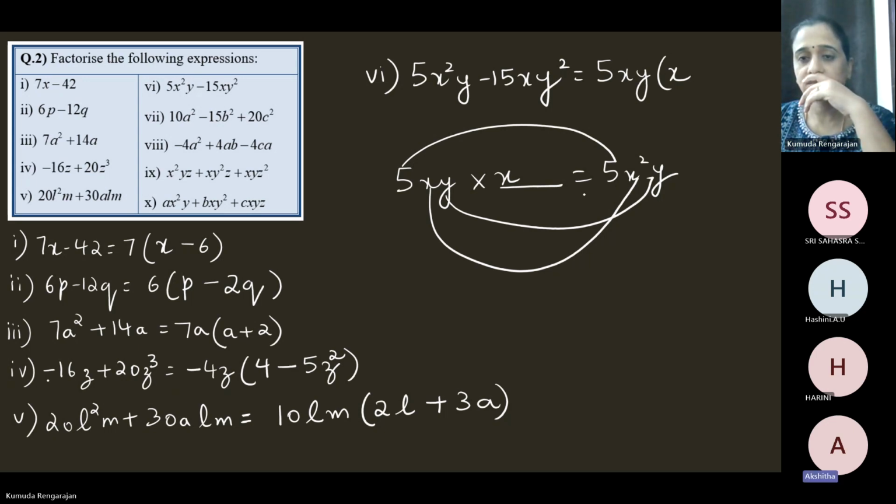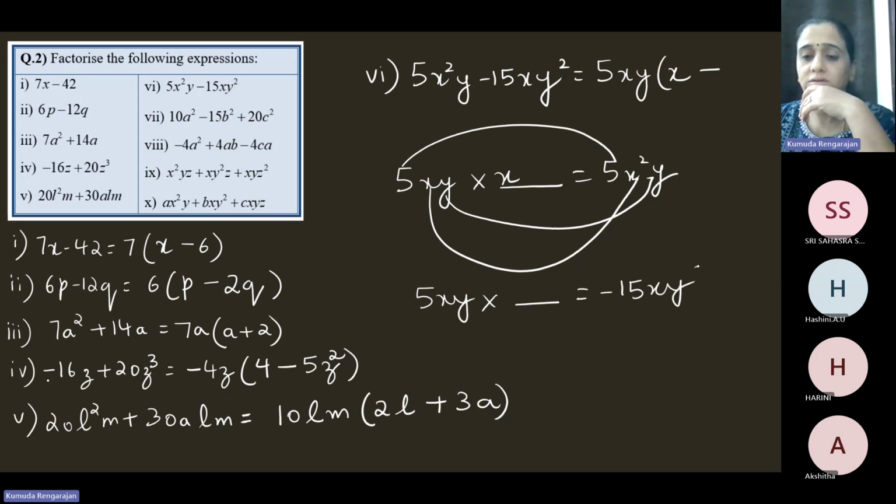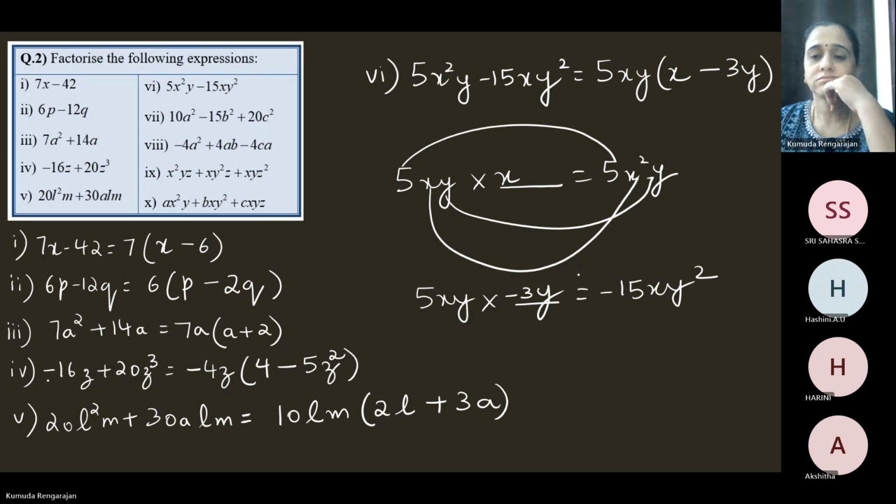X minus 3. 5xy into what will give you minus 15xy squared? Minus 3, y. Minus 3y. Minus 15xy squared. Got it?